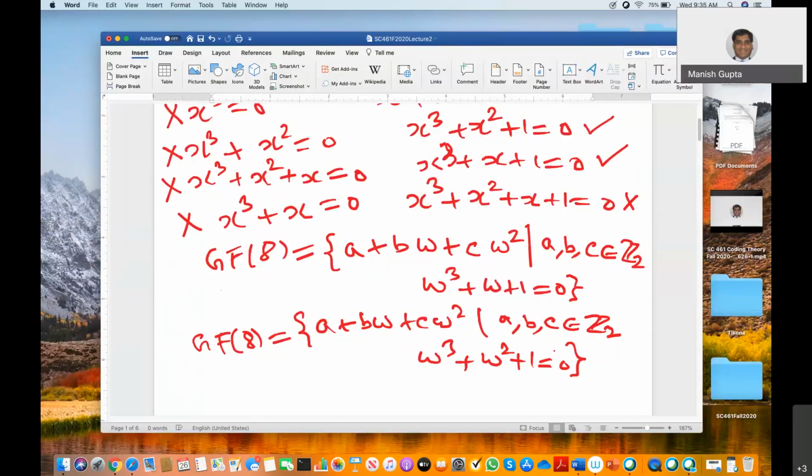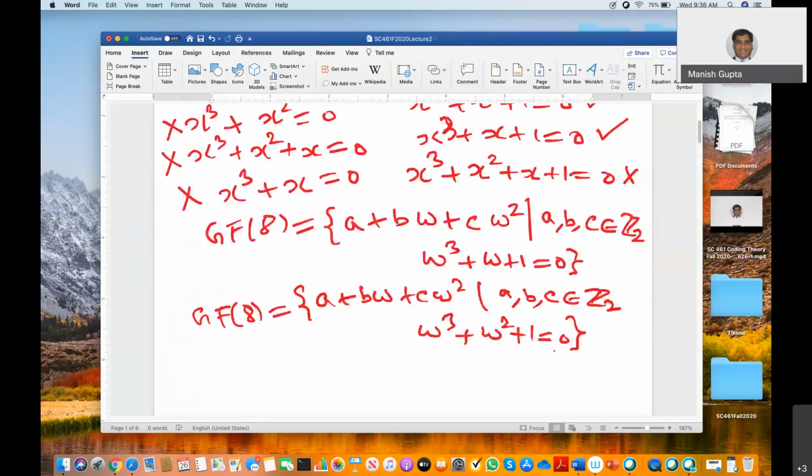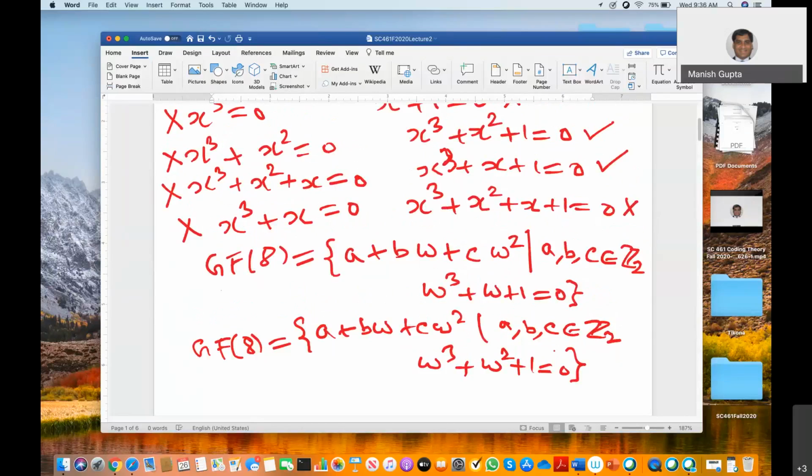I don't know whether you can show it to me or not, but maybe you can share your file here and show me. So I think you should try at least at home before proceeding further. I invite you to construct both of these fields, the table for addition and the table for multiplication.